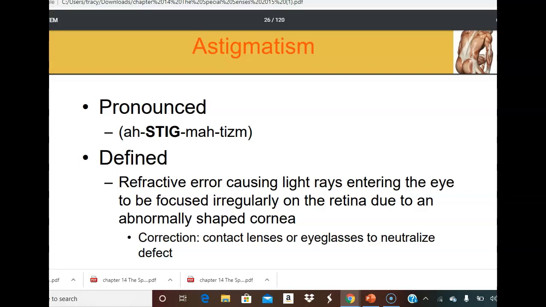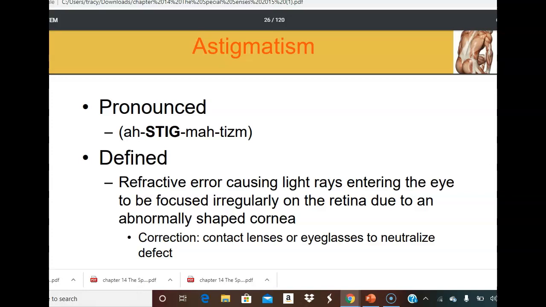Okay. So astigmatism is a refractive error that causes the light rays that enter the eye to be focused irregularly on the retina. Now, this is usually because the cornea is abnormally shaped, okay? And there are LASIK, and radial keratotomy, some of those other eye surgeries that can adjust the shape of the cornea and then allow people to see without lenses or glasses.